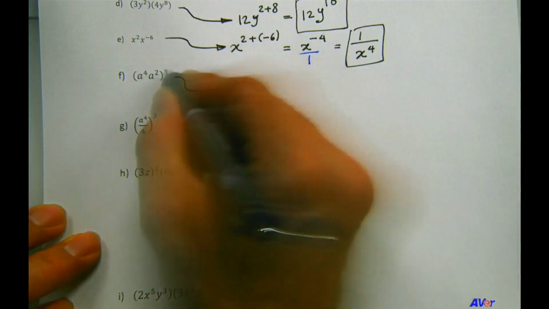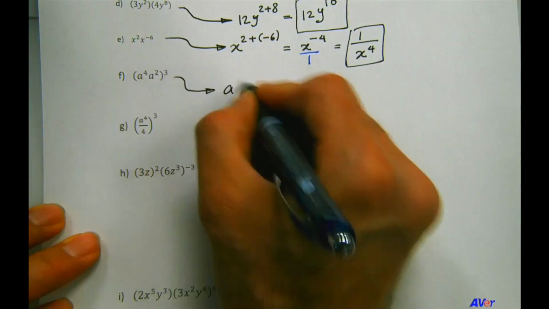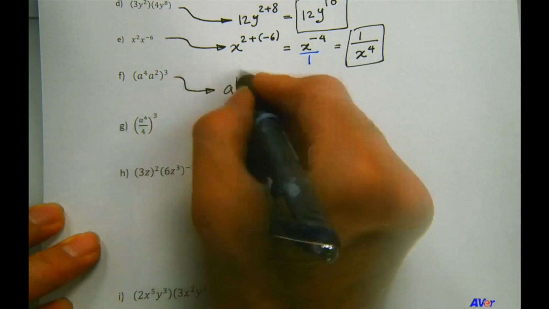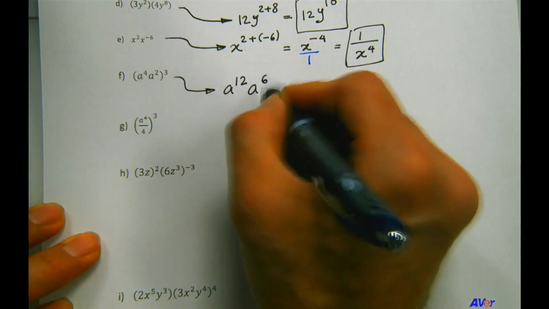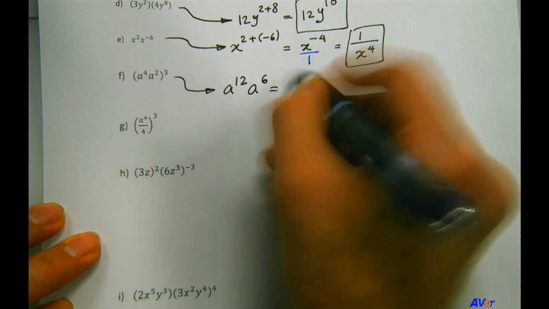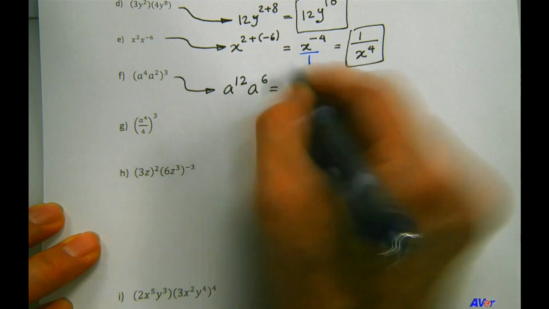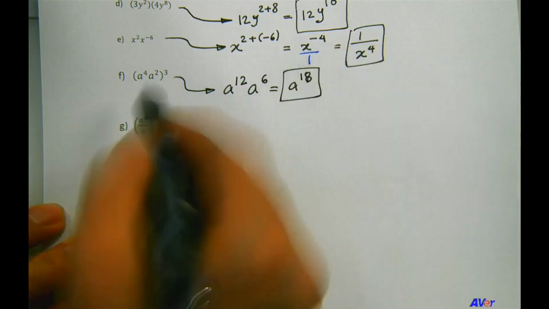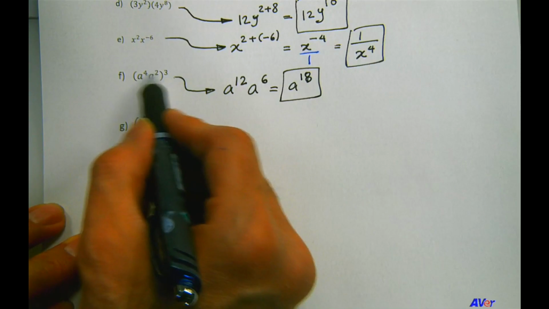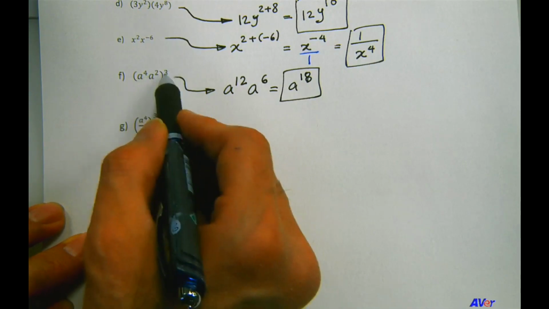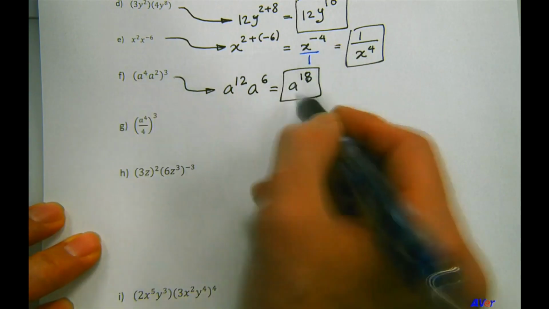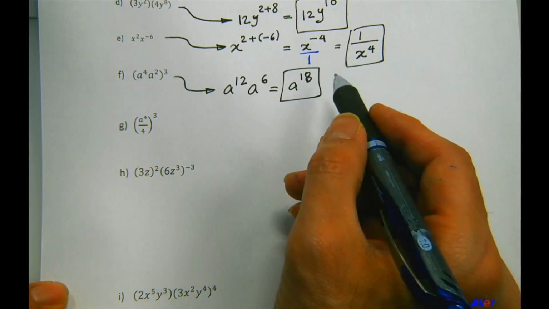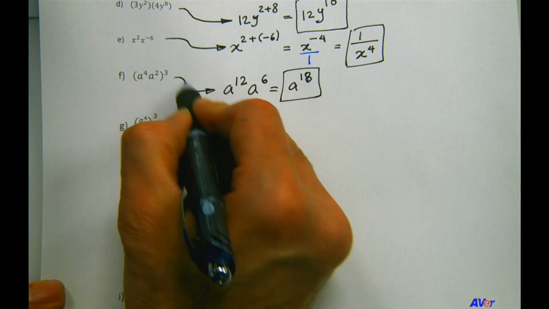So distributing, we have 3 times 4, 12, and then a times 3 times 2, 6, right? Then we have the same base raised to different powers, so a to the 18th power. Could you have added these two powers on the inside and then multiplied by 3? Absolutely. You would get the same thing. So that would probably be even better. Okay, so you could do it like that.